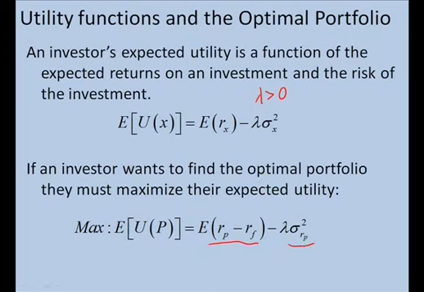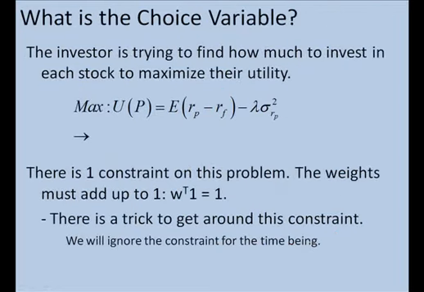What do investors choose though when they want to maximize their expected utility? What is it that they choose? Well, the investor is trying to work out how much to invest in each stock. That means the investor is trying to choose the weights to invest in each stock. So we're going to be maximizing with respect to the weights. But where do weights feature in our formula here? We have expected excess returns on a portfolio, and we have the risk of the portfolio. We can rewrite this in terms of the weights.